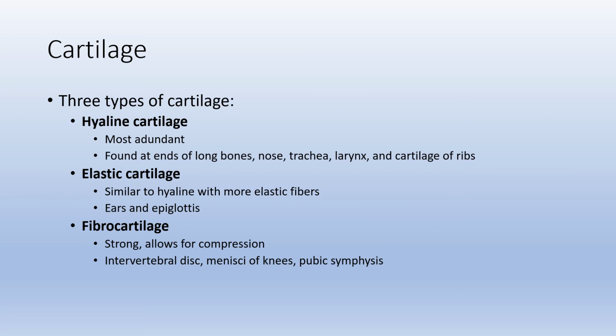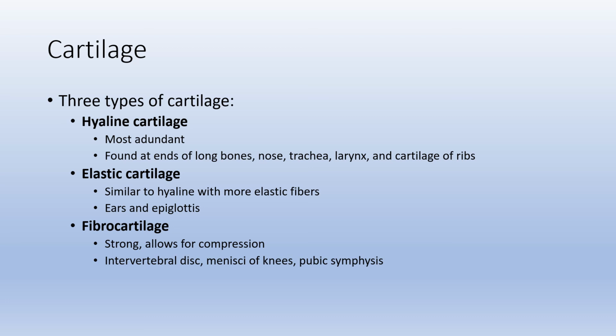Again, with any other type of tissue, we have different forms or subclasses or classes. When looking at cartilage, we have three types. You need to know the three types as well as where they are found throughout the body. The first is hyaline cartilage. We will find this type of cartilage at the ends of long bones, like the bones of the thigh or the bones of the forearm. The tip of your nose is hyaline cartilage. Your trachea or your windpipe is also made up of hyaline cartilage.